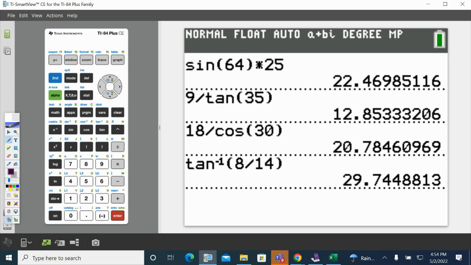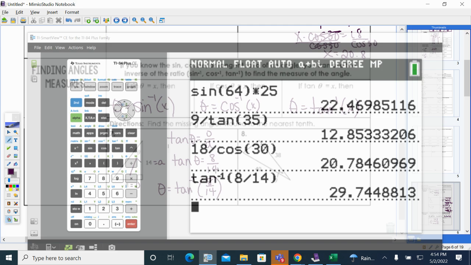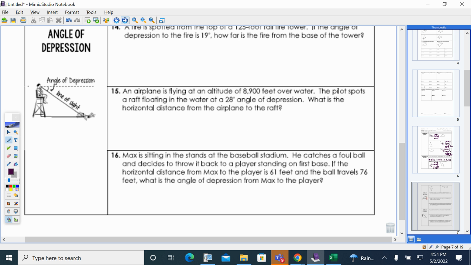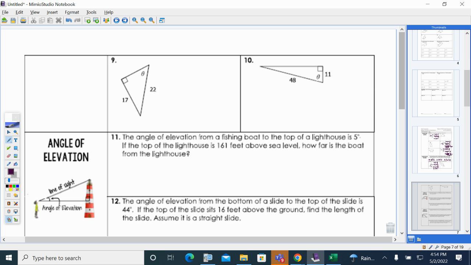And we get 29.7 degrees. So that angle measure is 29.7 degrees. Let's jump over to number 9. Number 9, again, looking at theta, identify your parts.